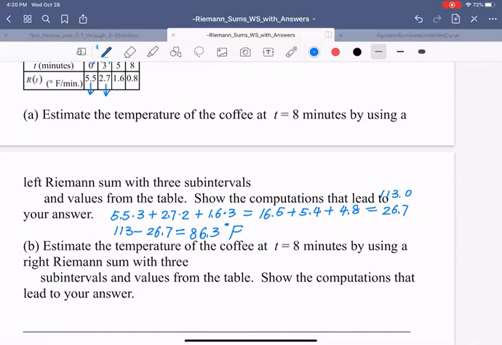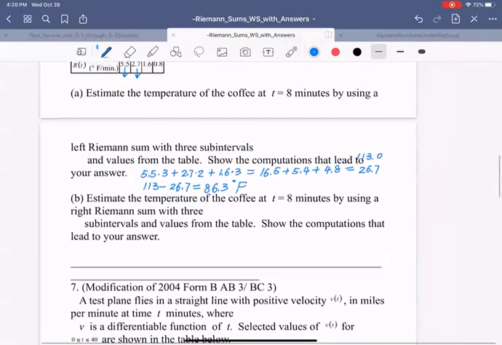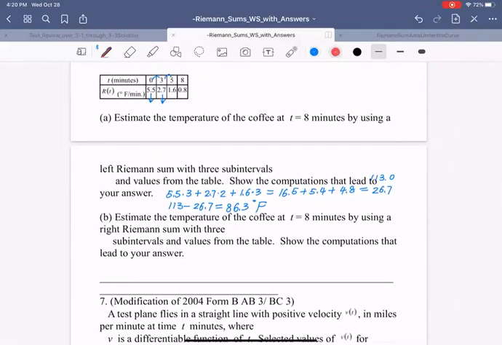Let's see the next one. Estimate the temperature at T equals 8 by using a right Riemann sum with 3 subintervals. So again, it's from the right. Here is the way I write this down, and in this way I'm going to reduce my careless mistakes. Plus 1.6 times 2, plus 2.7 times 3.